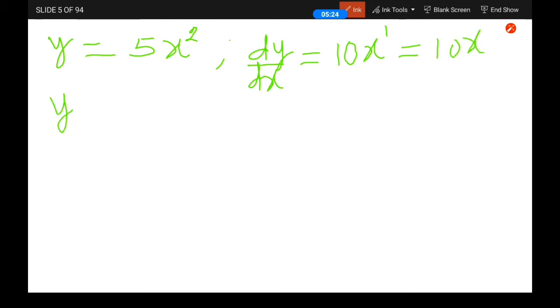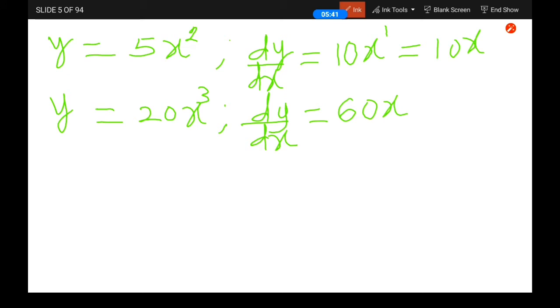Look at this again. If I have y equals 20x raised to power 3, it means dy/dx in this case will be equal to what? The 3 will come down, 20 times 3 will give us 60x. So you subtract 1 from the top, and that will be 3 minus 1. And that gives us 60x raised to power 2.